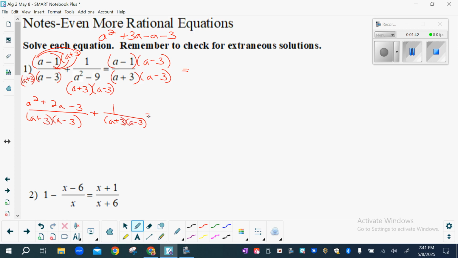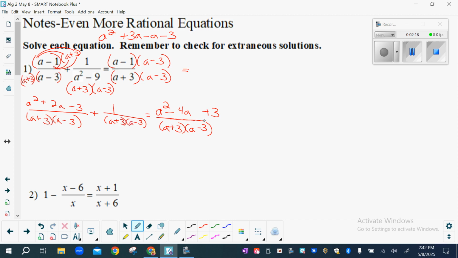equals, now multiply this out. Let's see, this group here. Multiply it out for me. What do you get? A squared minus 3a minus a. So we could add our like terms there, right? And what would we get for our like terms? Negative 4a, just to save some space.